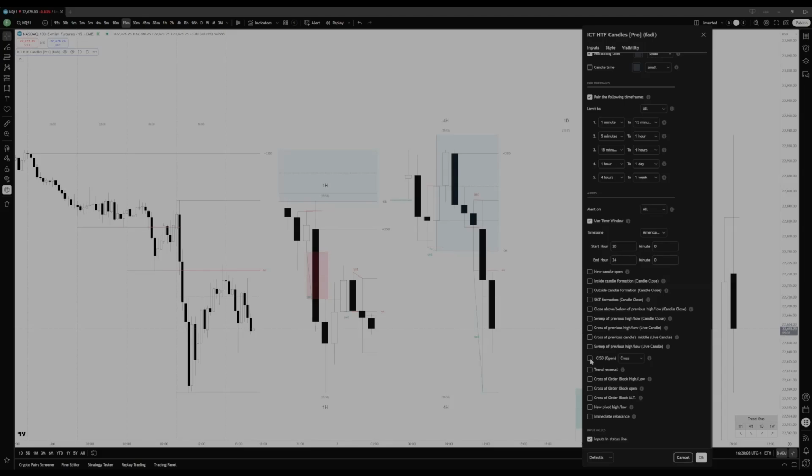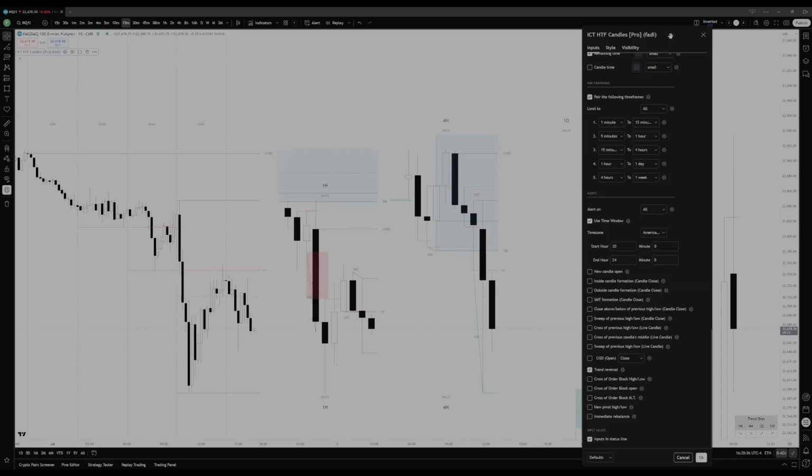The CISD level, CISD is the change in state of delivery level, for example, that level right there. So you can say after the live candle crosses that level, I want to be notified so that I can pay attention and be ready for when the candle closes. Or you can wait for the candle to close to get the alert. Don't alert me until price closes above that CISD level.